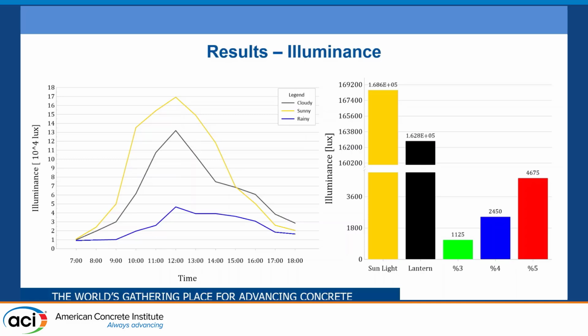On the right, we have the results. In the x-axis, we have the specimens. In the y-axis, we have the illuminance. And we can see that the specimens with plastic fiber optic had illuminance two orders of magnitude below the sunlight, the maximum being around 5,000 luxes. That would be equivalent to putting a 50-watt LED light into a square meter.